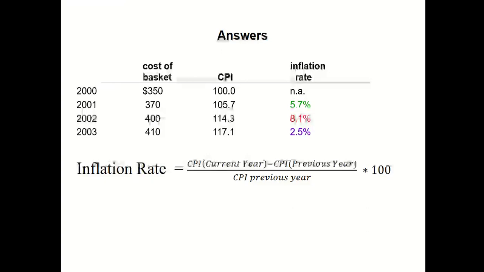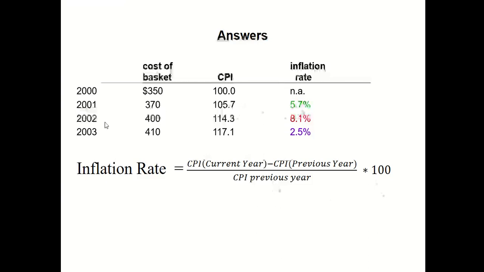After calculating CPI of all these given years, now we have to calculate the inflation rate. And the formula for inflation rate is this one, that is CPI of current year minus CPI of previous year divided by CPI of previous year multiplied by 100. So again, for year 2001 we have to subtract 105.7 minus 100 divided by 100 multiply by 100, we get 5.7%.